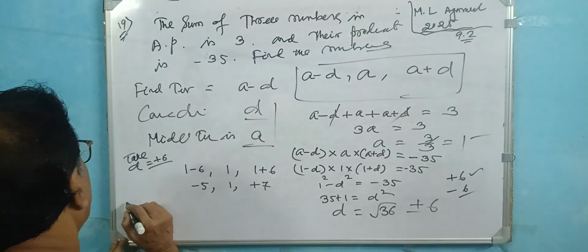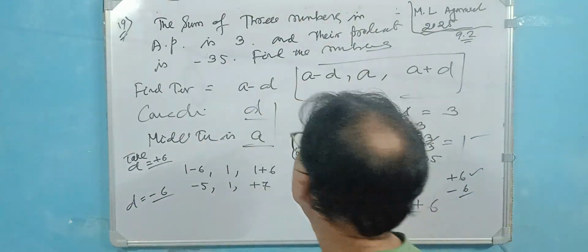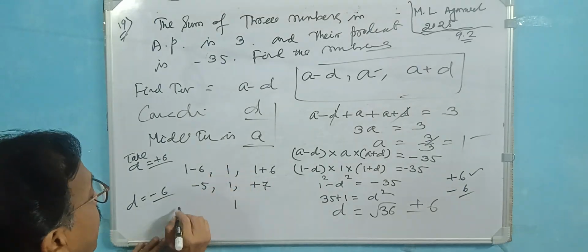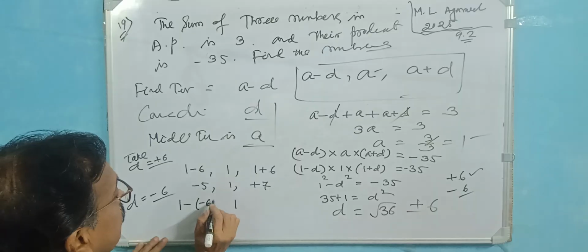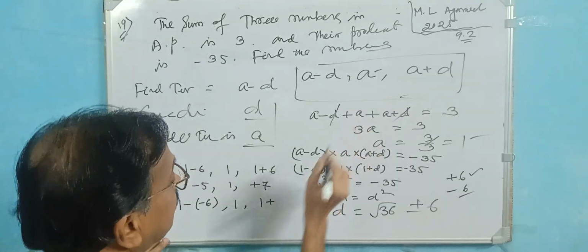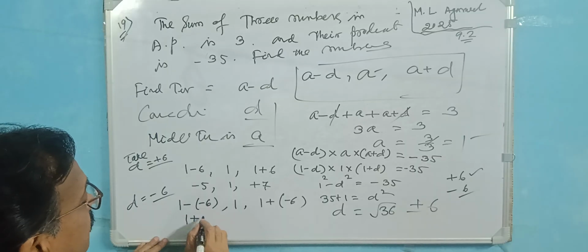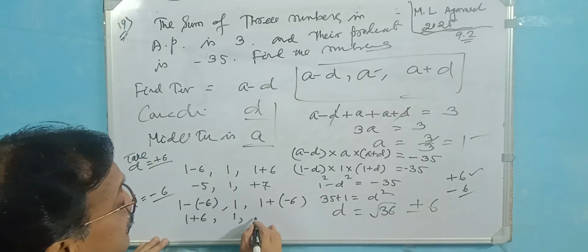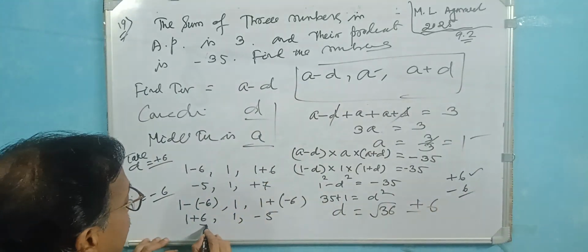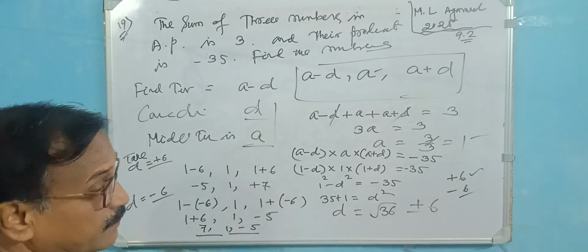Now the other answer, when we take D as minus 6. Be careful. A is 1, now D is minus 6. That means 1 minus minus 6. And this is 1 plus D, which is minus 6. So now minus minus becomes plus 6, so this is 7. This is 1. And this is minus 5. So what is the ultimate answer? 7, 1, minus 5.